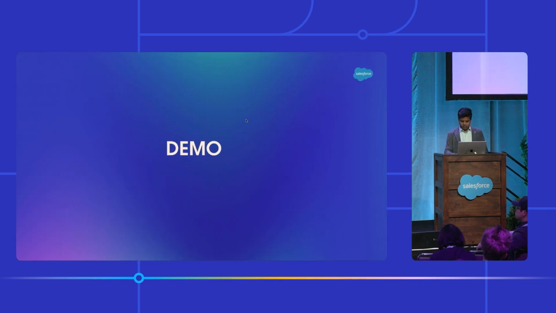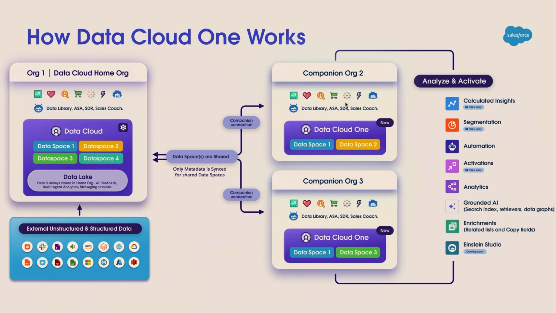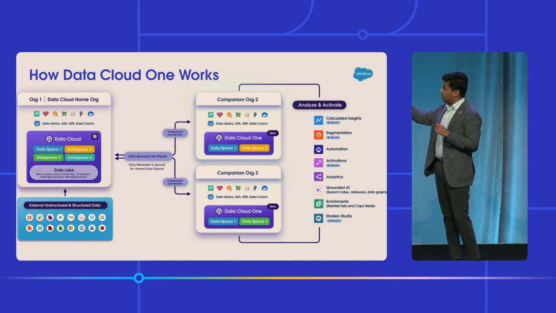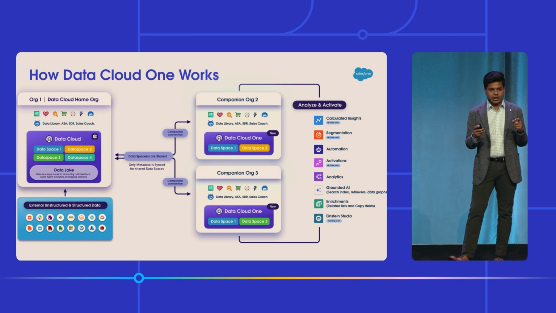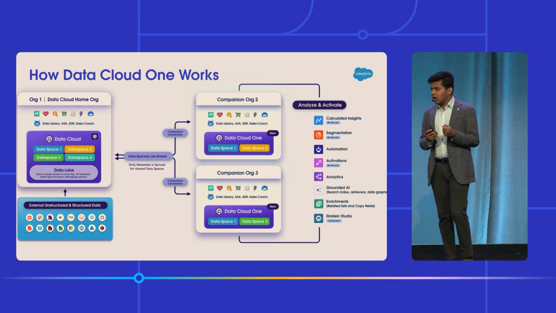Going back to the slides, let's just understand how the overall architecture is working behind this also. So we have on the left-hand side a Data Cloud home org, where Data Cloud is currently provisioned. This is what we call the home org. And you notice over there, there's a data lake that gets provisioned as well. That's the infrastructure layer of Data Cloud where we store all the data.